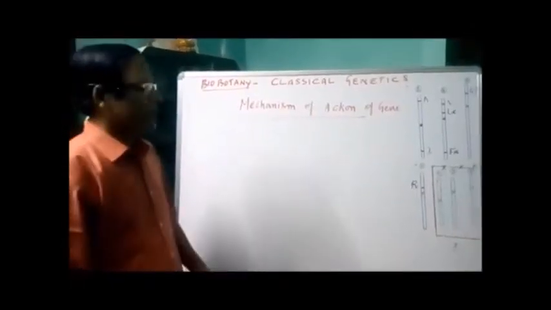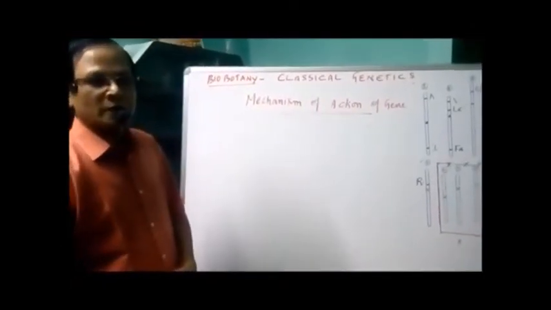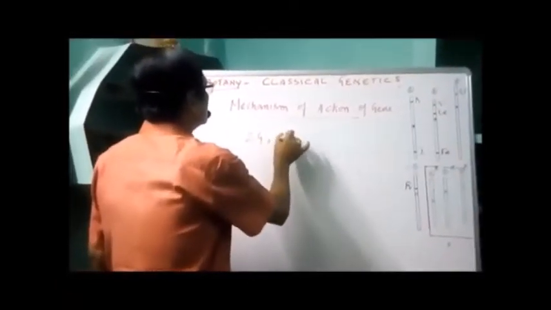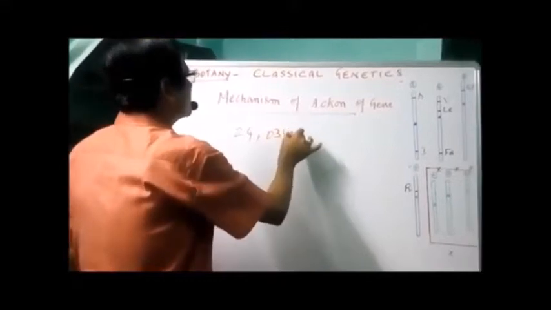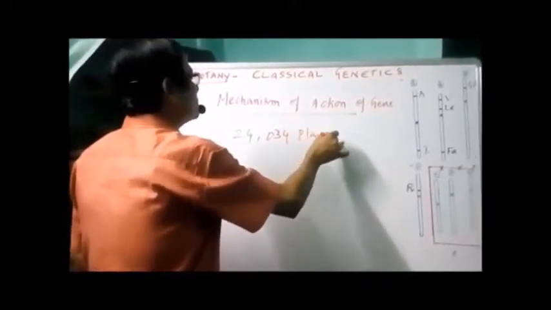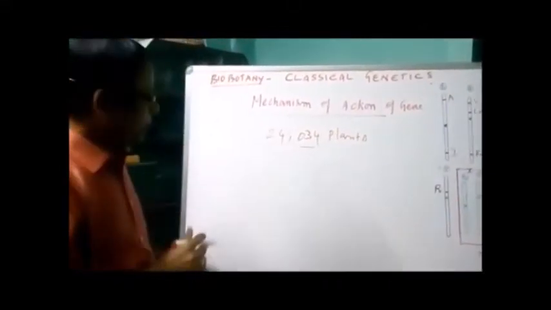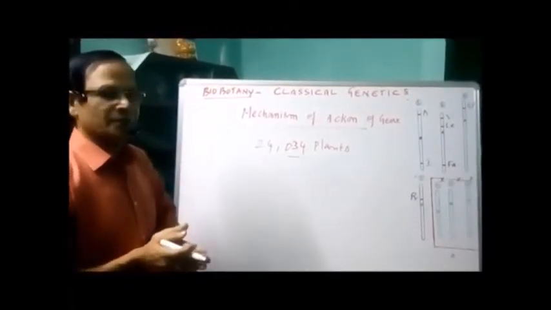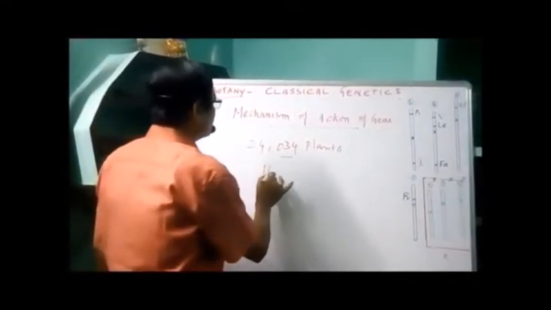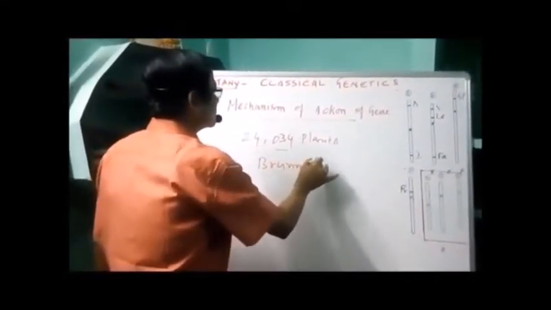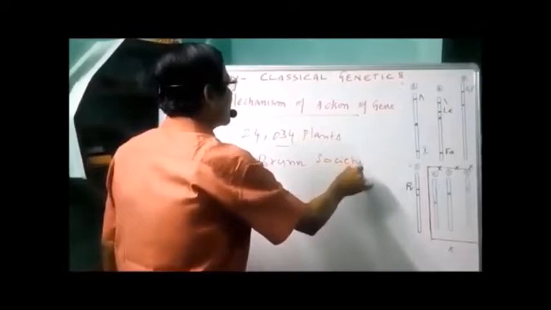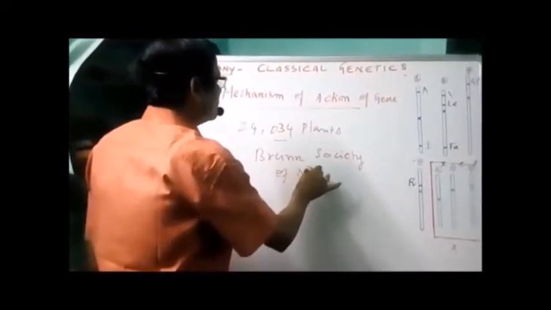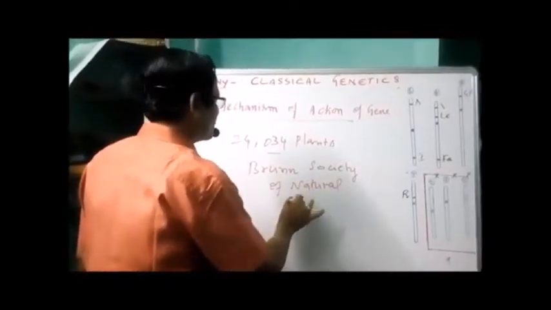The inheritance of characters. Mendel crossed and catalogued nearly 24,034 plants for several generations, you know already. And he published and presented his results in the Brunn Society, the Brunn Society of Natural History, in Brunn, Austria.